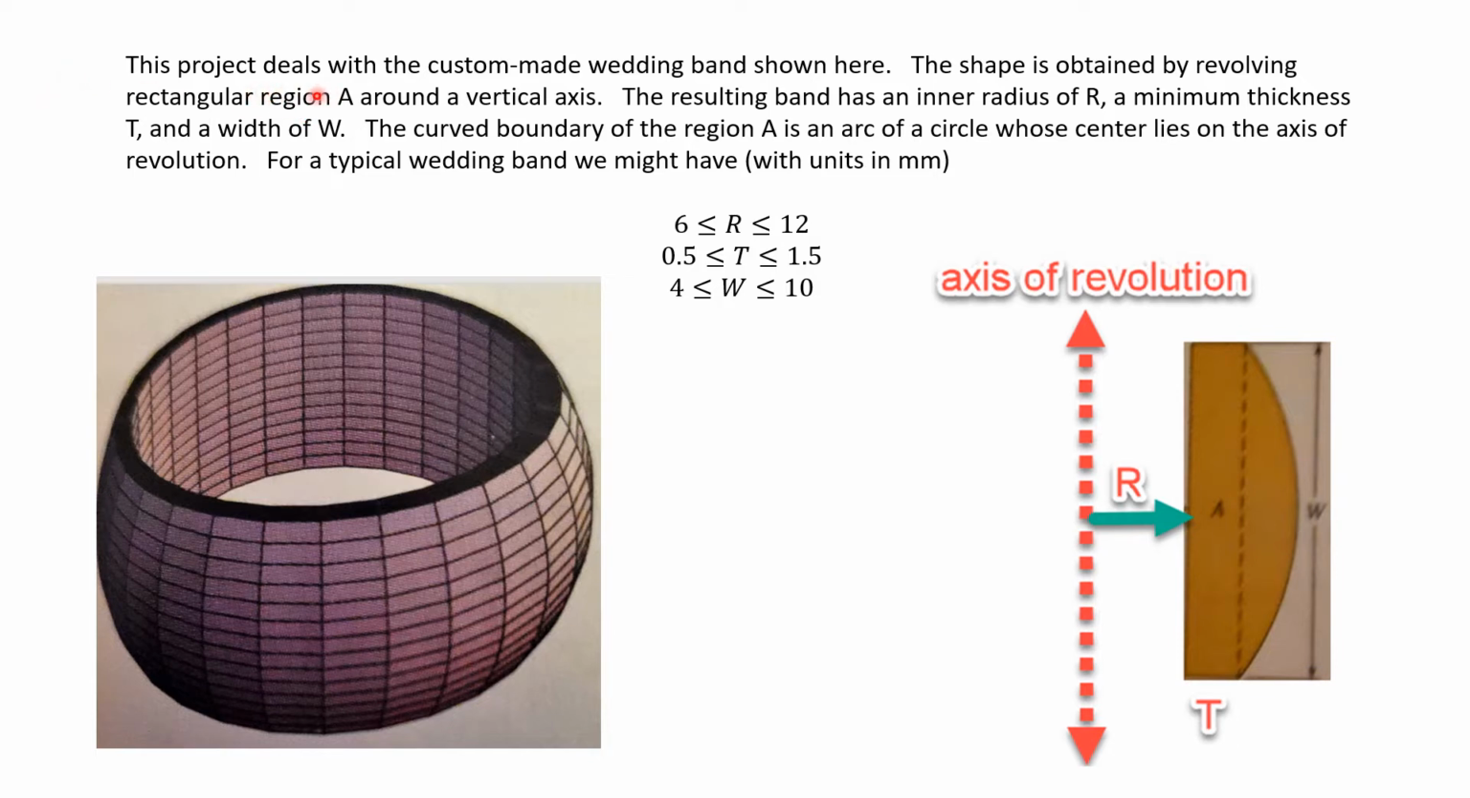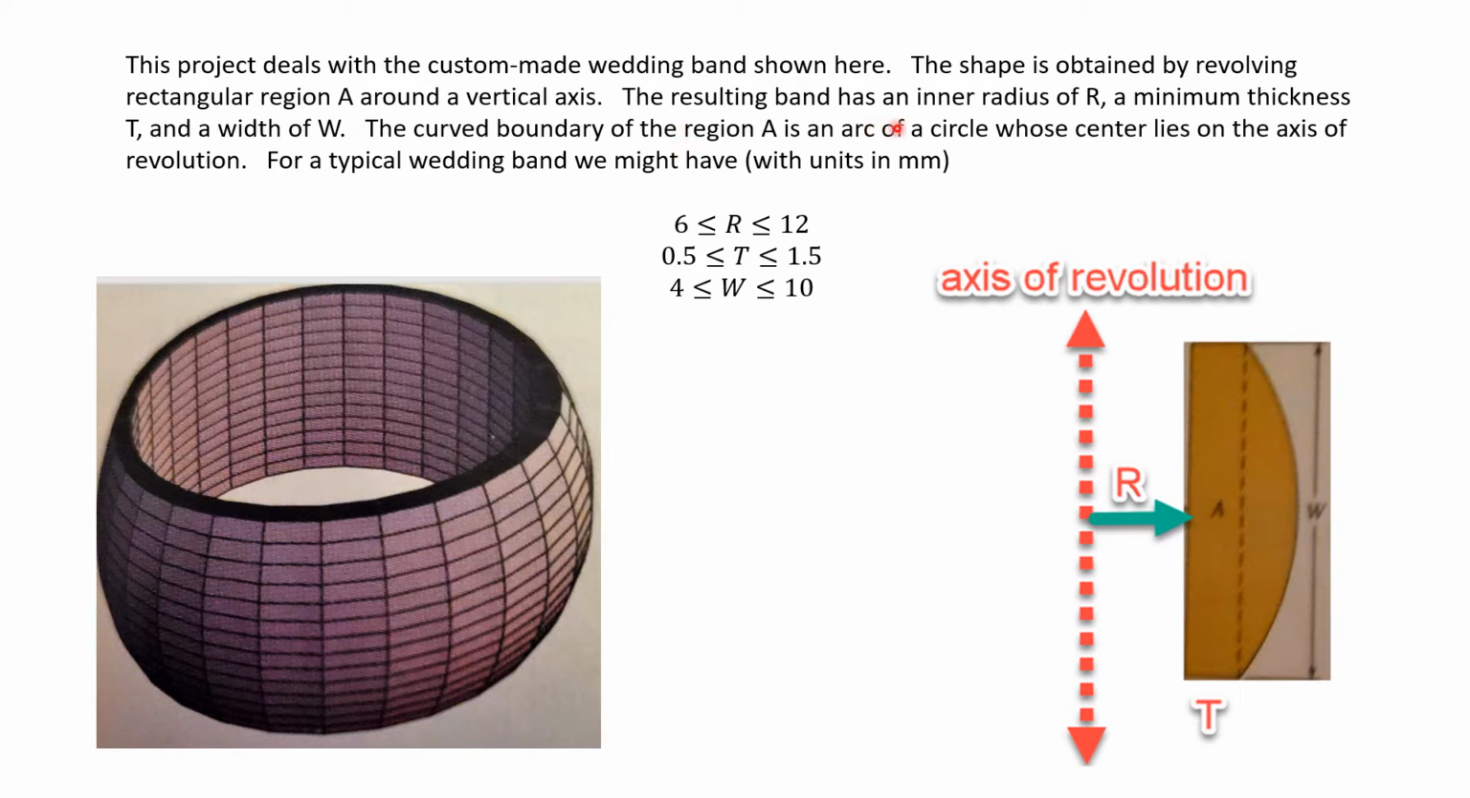This low stakes assessment deals with the custom-made wedding band that is shown here. And this is a 3D rotational rendering of it. The shape is obtained by revolving the rectangular region capital A about a vertical axis. So here is your vertical axis, and this butterscotch colored thing here is the rectangular region A that's going around. And it's more than a rectangular region, but we'll talk about that.